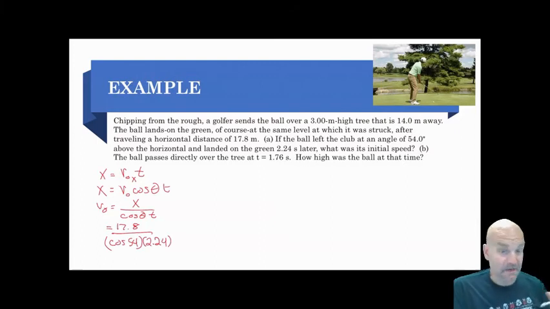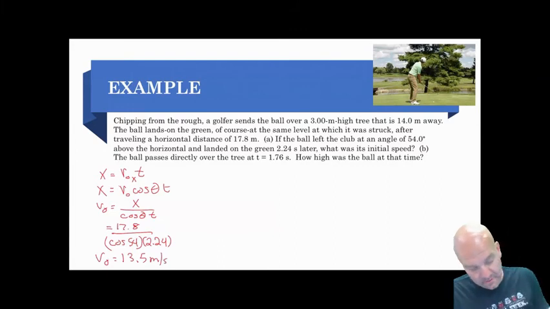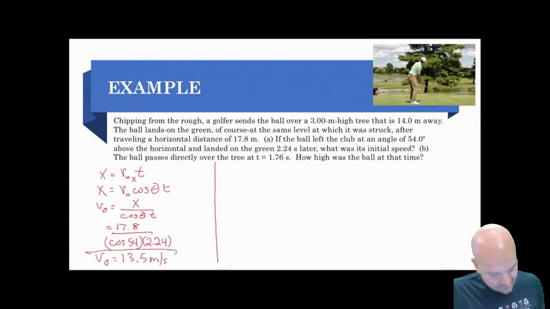So again, make sure your calculator is in degrees. And so this is going to be fun because I may guess that this calculator is not in degrees. It is not. How do I know? I ended up with a negative answer. So I'm going to go to mode, change back to degrees. And it tells me that my initial velocity is 13.5 meters per second. So that's my answer to part A. How fast did it leave the club? 13.5 meters per second.